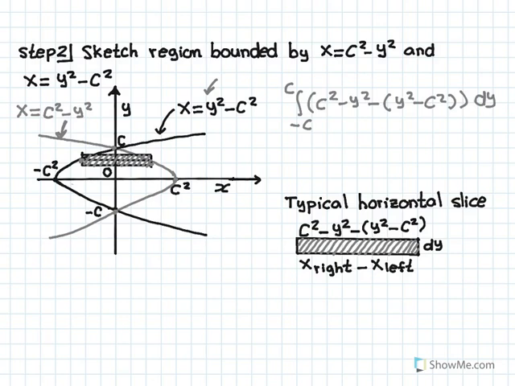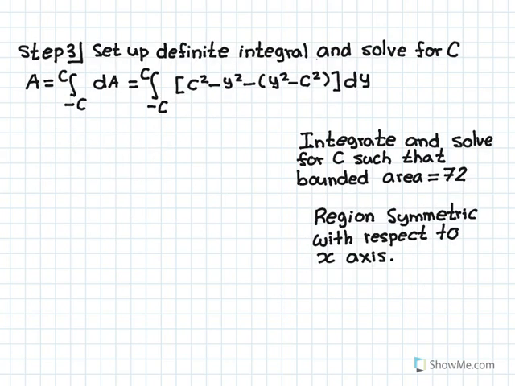All right, so now we're going to do this more formally in the next step, and the differential area is going to be c squared minus y squared minus y squared plus c squared. If we simplify this, we get 2c squared minus 2y squared dy. We add up these horizontal slices in the y direction. That's what the integral does. It adds up the slices in the vertical direction, in the direction of the y-axis, and we capture the entire area.